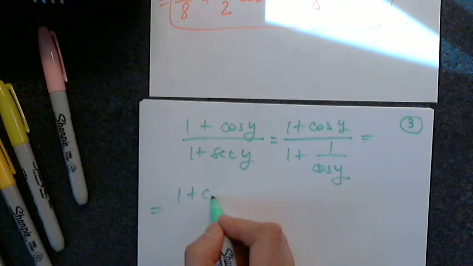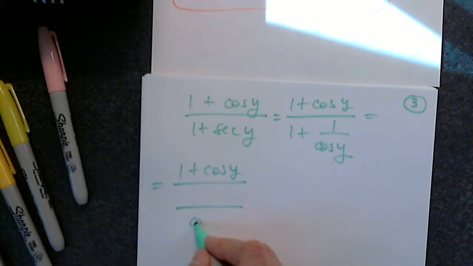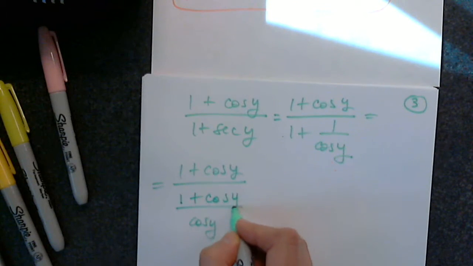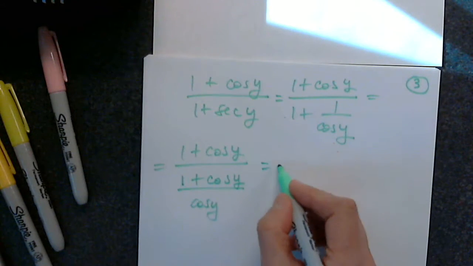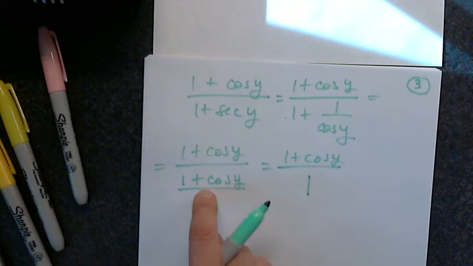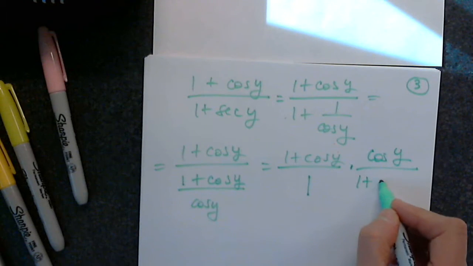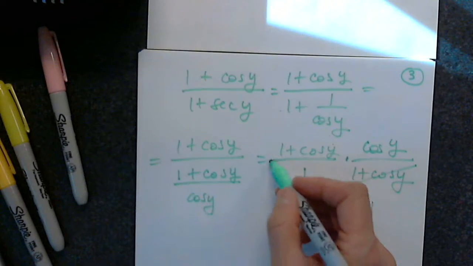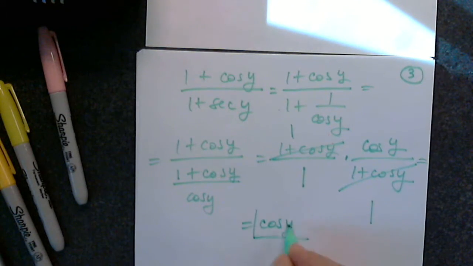I leave the top alone, and the denominator has to have one denominator. So this is cosine y plus 1 over cosine y. I'm going to write it as 1 plus cosine y. The top is 1 plus cosine y over 1, multiplied by, flip this, cosine y over 1 plus cosine y. Assuming all conditions are fulfilled, I can do this. And therefore, the final answer is just cosine y.